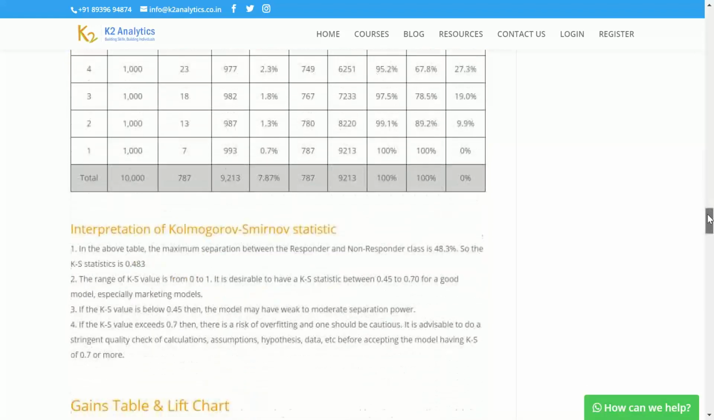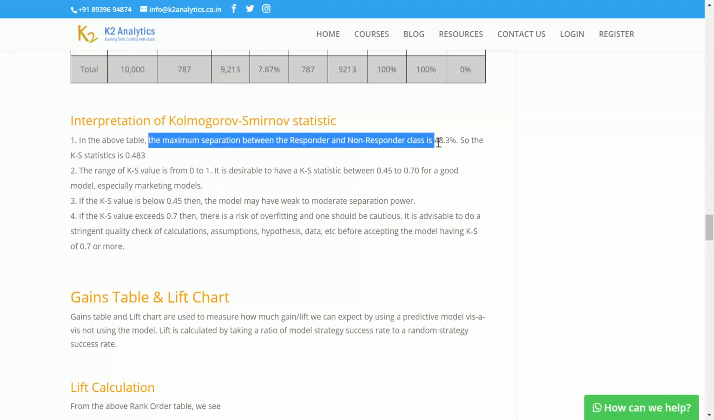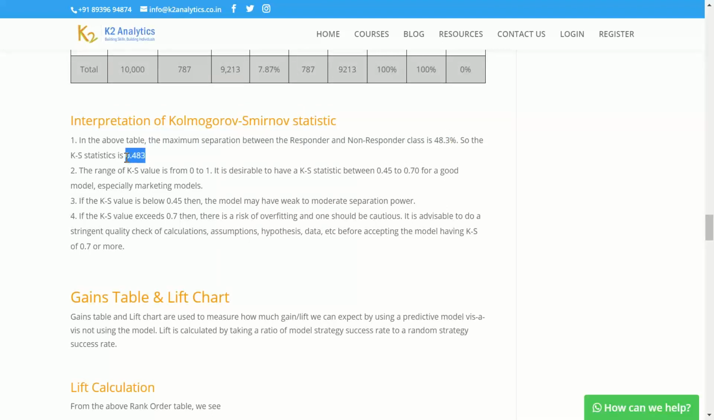Let us see the interpretation of KS. In the above table, the maximum separation we observed is 48.3, so the KS statistic is 0.483. The value of KS ranges from 0 to 1. It is desirable to have a KS value above 0.4, 0.45, and maximum you should have 0.7, 0.75. That is a desirable range. If your KS becomes 1, which means you have got a perfect separation. On one side you have all responders only, on the other side you have all non-responders only.